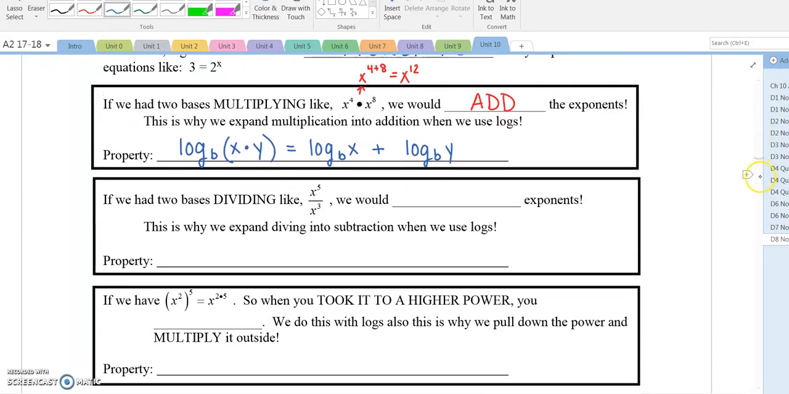And same thing for our second property. If we had two bases dividing, like x to the fifth divided by x to the third, we would subtract. It would turn into x to the 5 minus 3, which is x squared. That's why we expand dividing into subtraction when we use logs. So if I have one log, and inside there's dividing, x divided by y, I can expand it out, give each thing inside its own log, but turn it into subtraction.